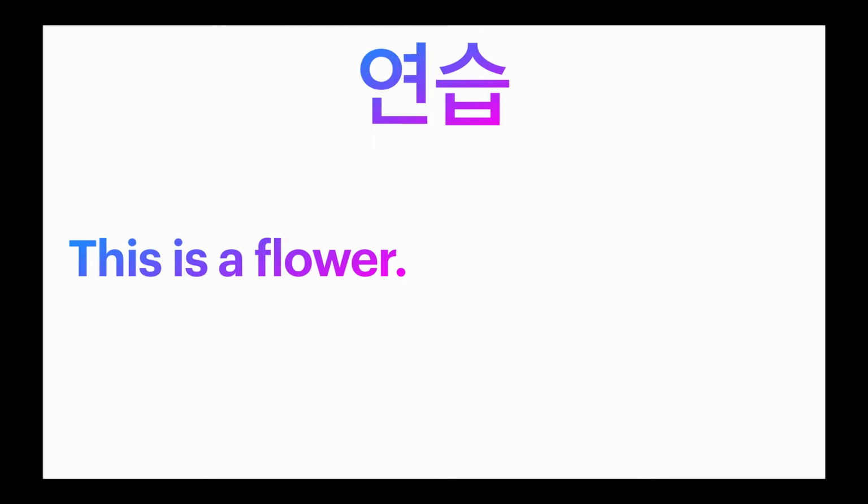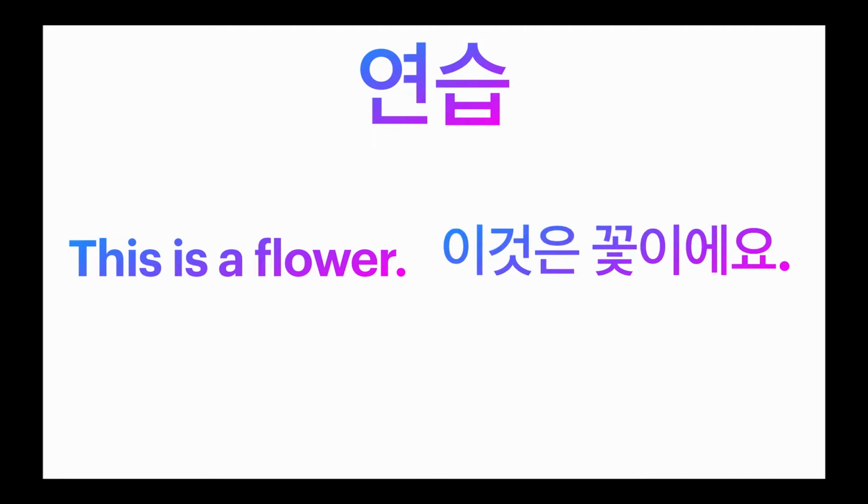This is a flower. Now, I don't think I've given you the word flower before, so the word for flower is 꽃. 이것은 꽃이에요. Now, notice that this 치읓 carries over into the next vowel, so the pronunciation becomes 꽃이에요.